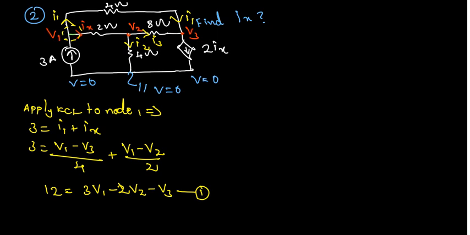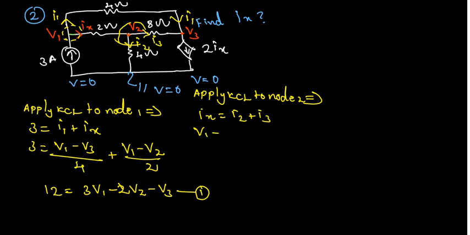It's our first equation. So 3 unknowns, we need 3 equations. So first equation, then we go to the second equation. Applying KCL to node 2. Node 2 is here. Incoming current is Ix. Ix is equal to the outgoing currents I2 plus I3. Ix is equal to (V1 minus V2) by 2. I2 is equal to V2 by 4, plus I3 is equal to (V2 minus V3) by 8.